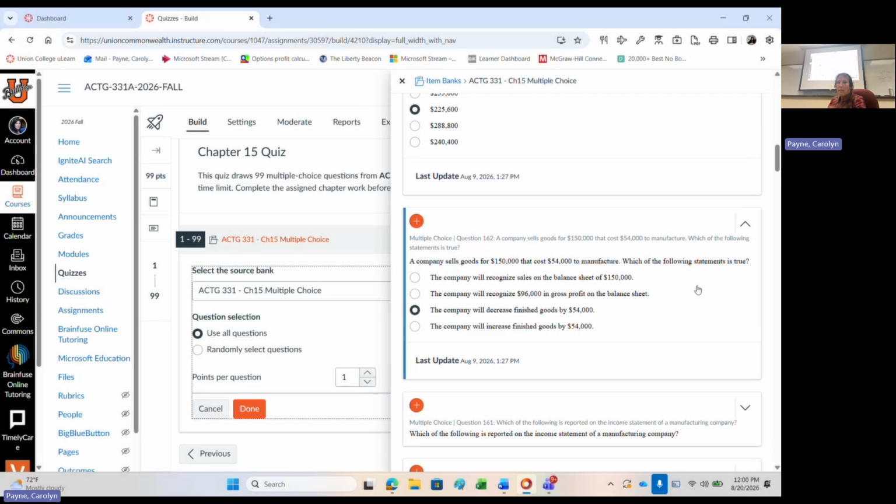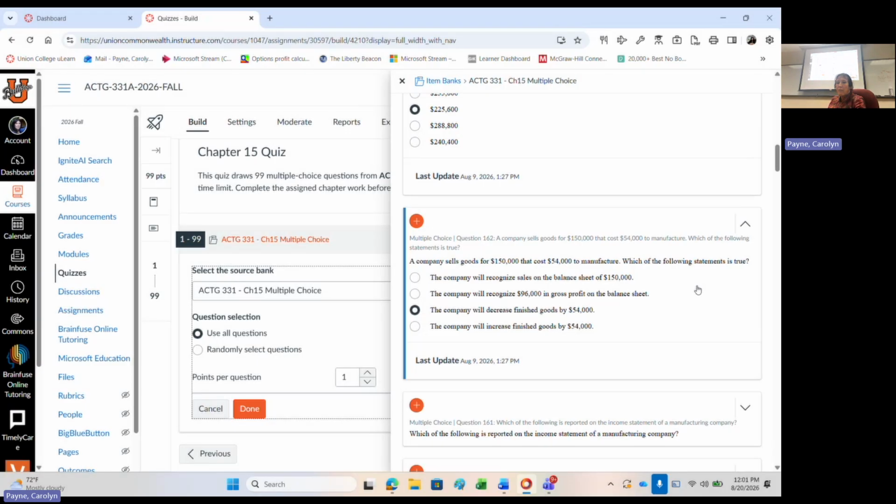Number two, the company will recognize $96,000 in gross profit. What's the gross profit on this? 96,000. What's the formula for gross profit? Sales minus cost of goods sold equals gross profit. You've got to know that as an accounting student. But what does it say? We'll recognize the 96,000 gross profit on the balance sheet. Where's the gross profit? On the income statement, not on the balance sheet. So that was not correct. 96,000 is the gross profit, but the gross profit doesn't go on the balance sheet.